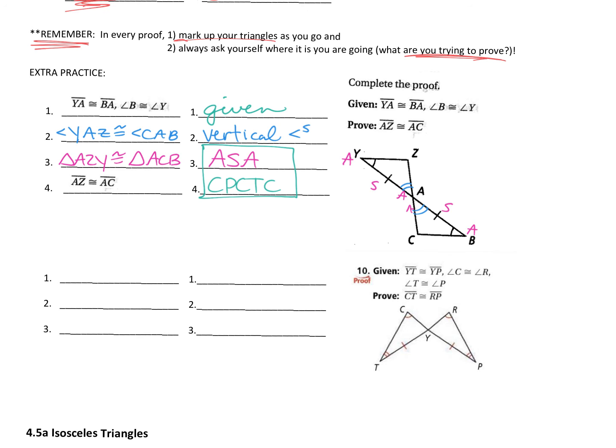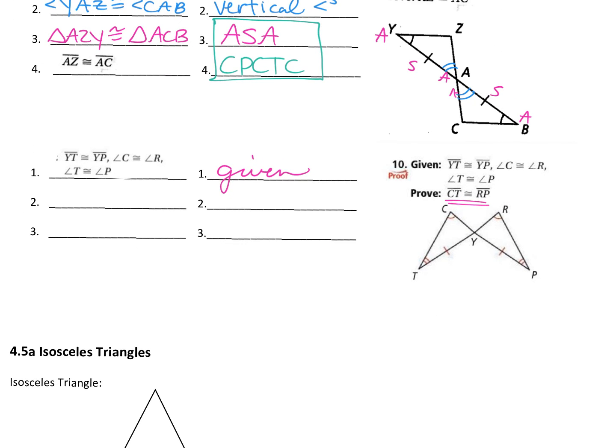Okay, last one. We'll just do this one together. You have given all of this information, okay? And notice they already marked it for you. Prove to me that CT is congruent to RP. So step 1 is what? Given. What's step 2? Prove the triangles congruent. Yeah, you can already prove the triangles congruent by what? AAS. Yeah, you have angle, and non-included side. So that's going to be AAS.